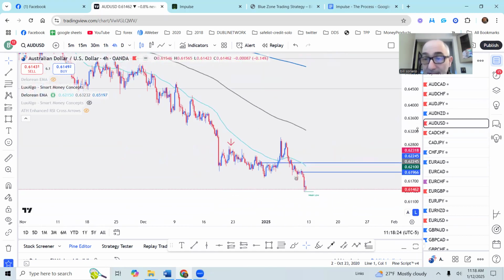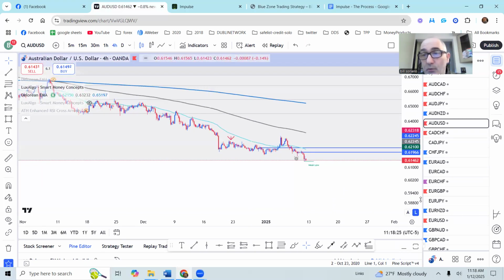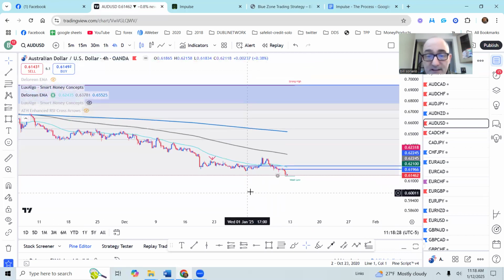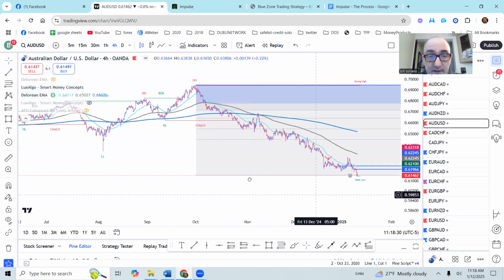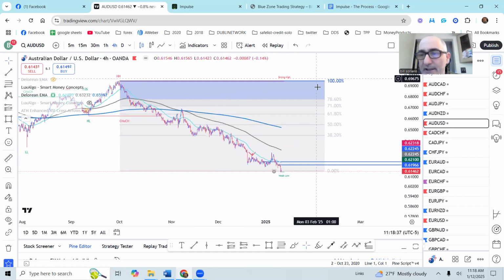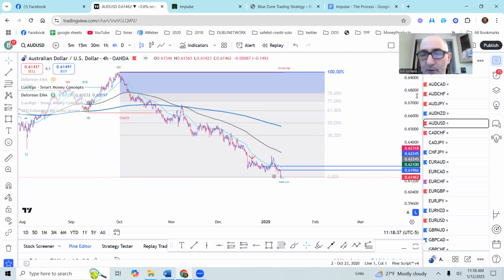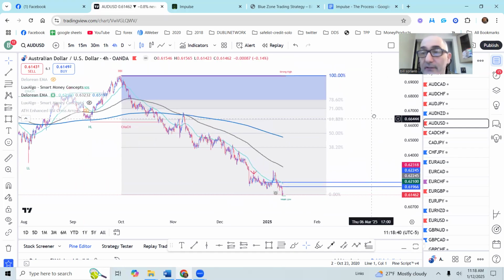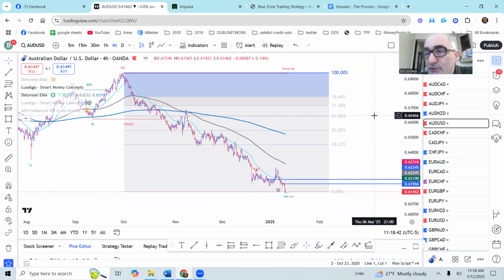This is more of a smart money trading strategy, where the impulse strategy is more of a scalping strategy, right? Where you're in and out of trades the same day, sometimes even the same session, using the impulse scalping strategy. But with this blue zone strategy, you could be in trades for a few days, even a few weeks.